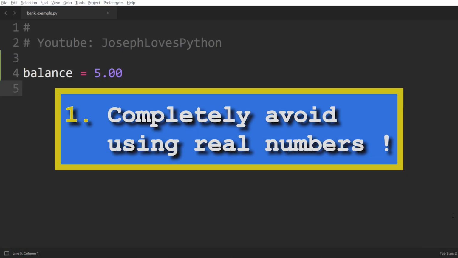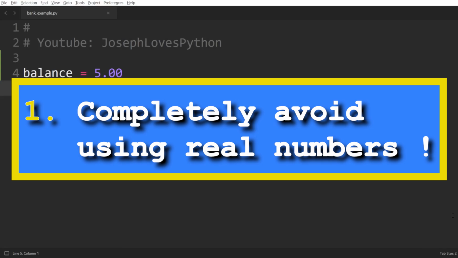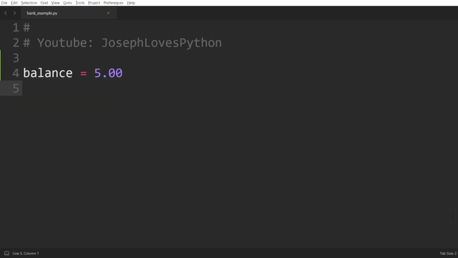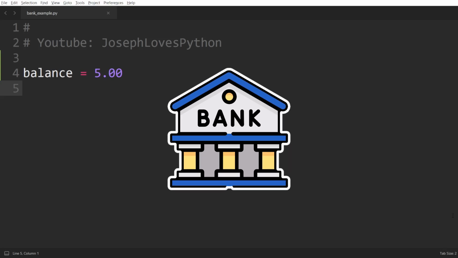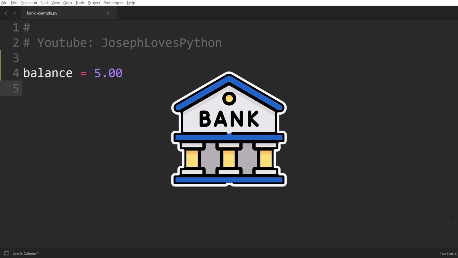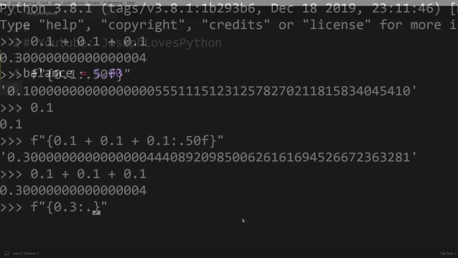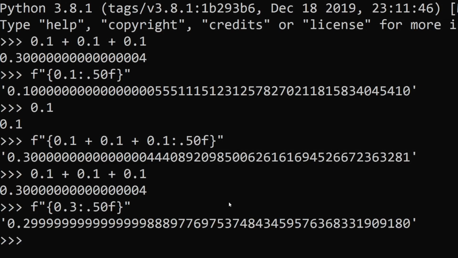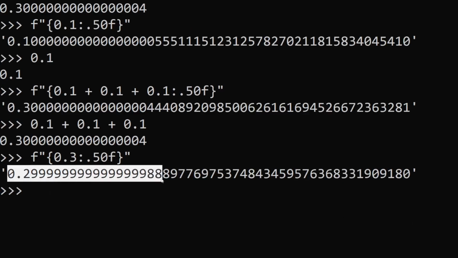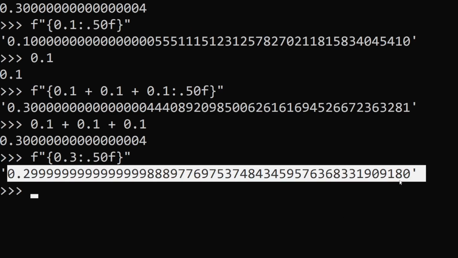The first and probably the best solution is to completely avoid using real numbers whenever possible. This is in fact what is done in the vast majority of banking systems. Bank accounts are something you should really be precise about. If I deposit 30 cents in my account, I expect to be able to make a purchase with the 30 cents and not get told that my balance is slightly less than that.